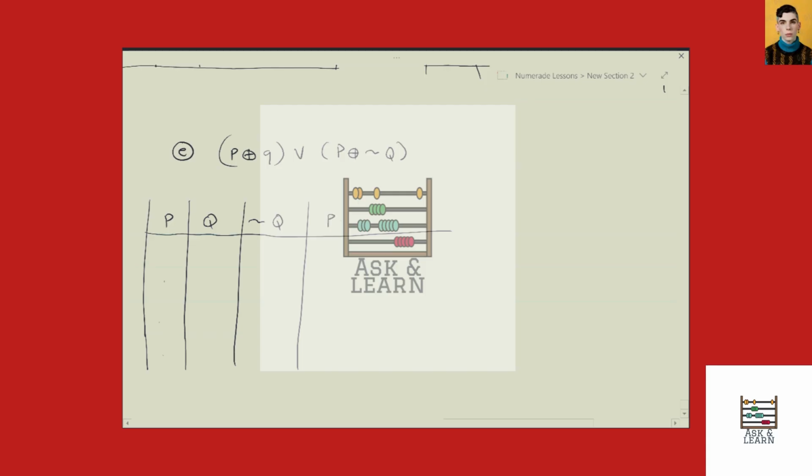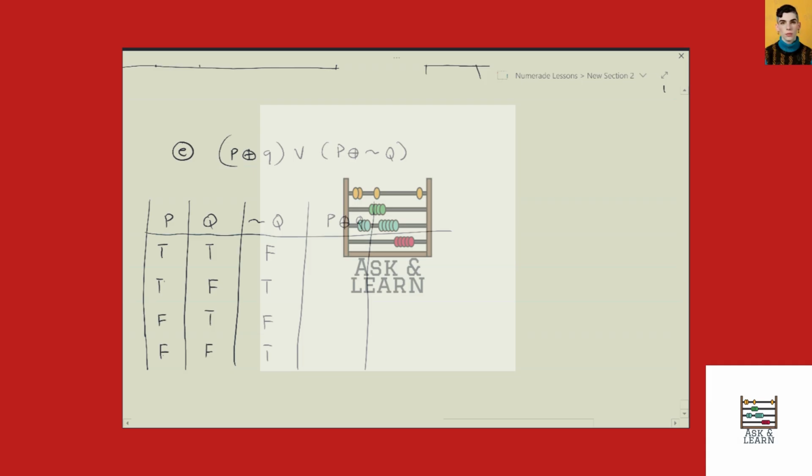Okay, then you have P or Q. So true, false, and a false. You have true, false, so that it pairs. Then the negation of the Q becomes a false, a true, a false, and that is a true.